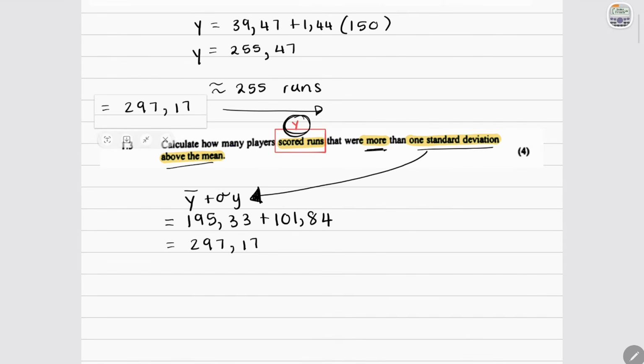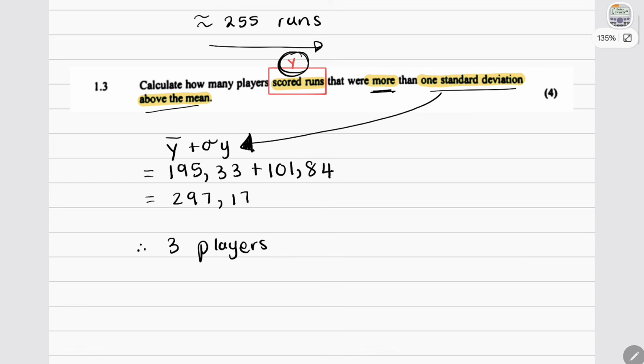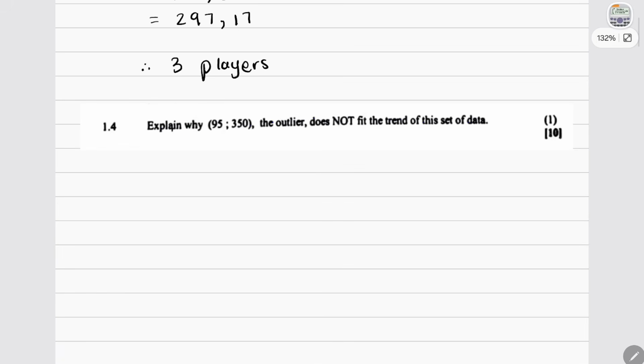We would conclude, and you just have to follow what they say. They said, calculate how many players. So you're just going to conclude and say, these would be 3 players. Okay, so we see that 3 players had scores, or the runs, that were more than one standard deviation above the mean.